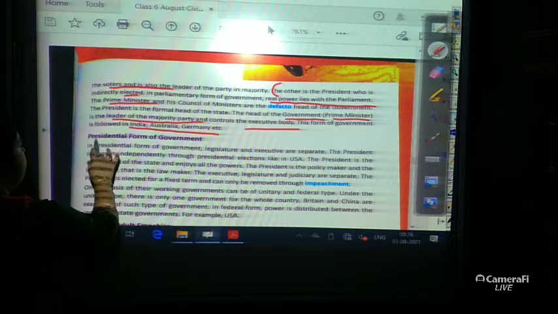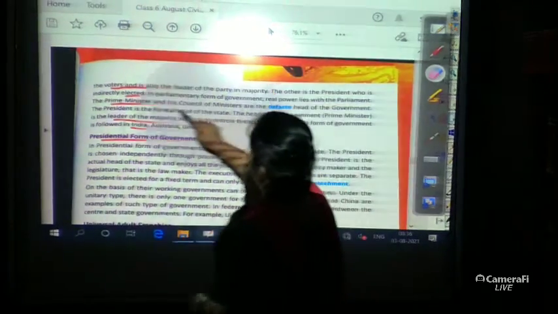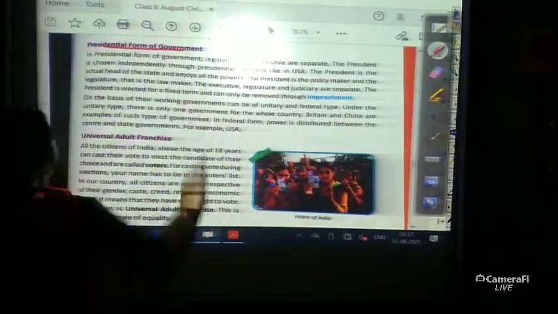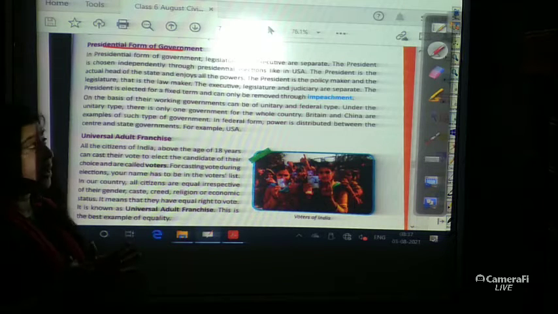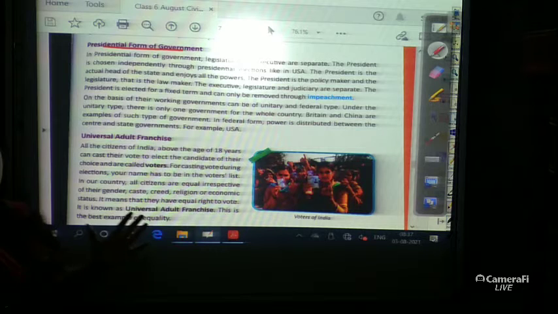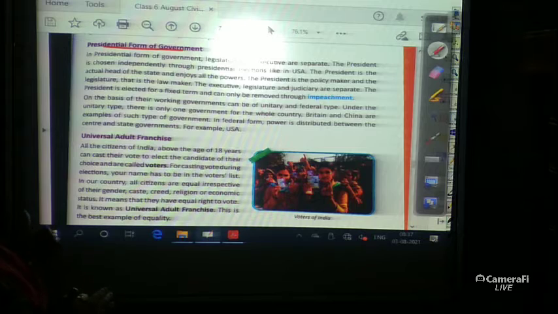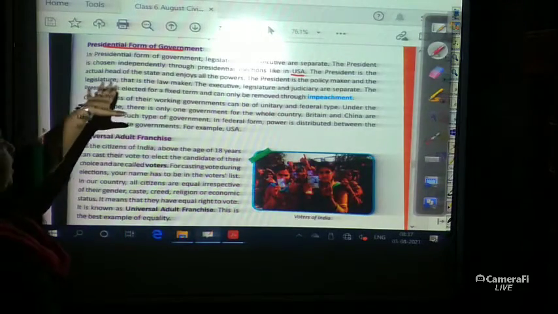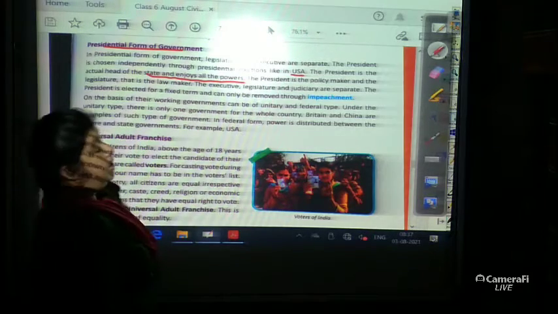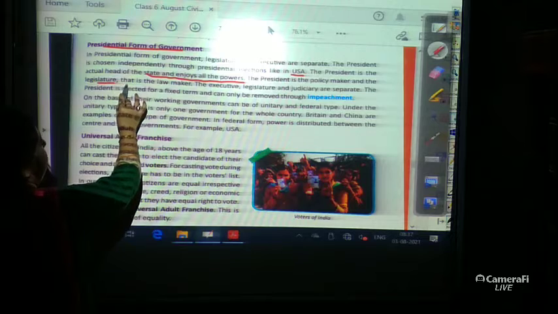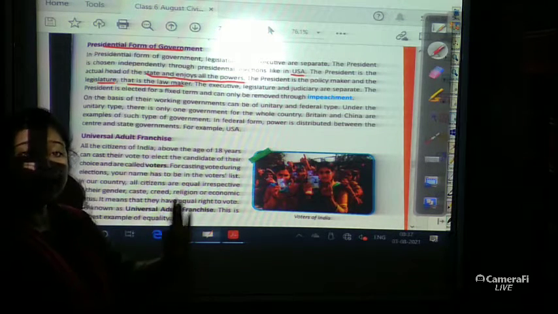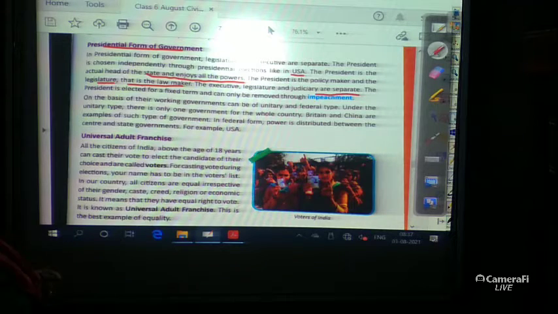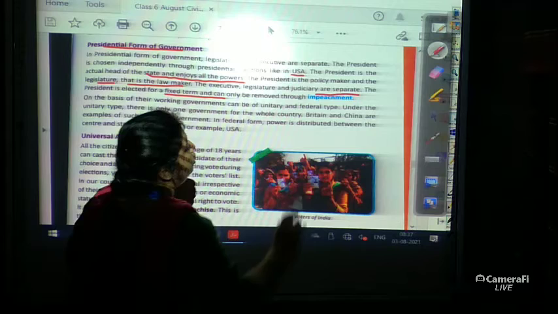Now our next part is the presidential form of government. In the presidential form of government, legislature and executive are separate. Here both are separate, not on the same platform. The president is chosen independently through presidential elections, like in USA. The president is the actual head of the state and enjoys all the powers. The president is the policy maker and the legislature is the lawmaker. The executive, legislature and judiciary are separate. The president is elected for a fixed term and can only be removed through impeachment.